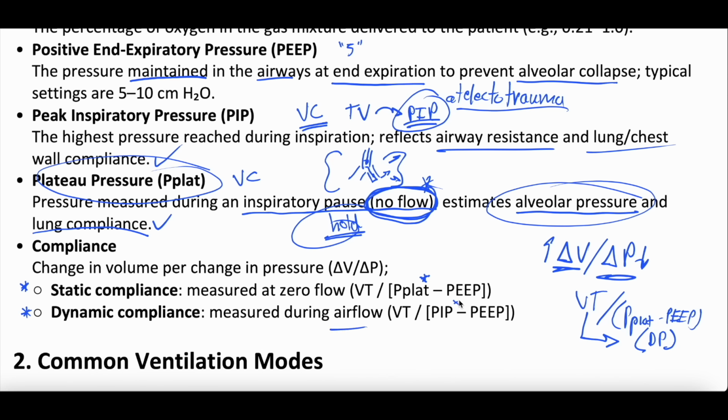So instead of the plateau pressure, you take the peak pressure. So that equation is the tidal volume divided by the peak pressure minus the PEEP. But these are more complex equations. The concept is compliance is related to the change in volume divided by the change in pressure. All right, that's a more important equation to remember rather than kind of static and dynamic compliance. That starts to go down the road of complexity there.